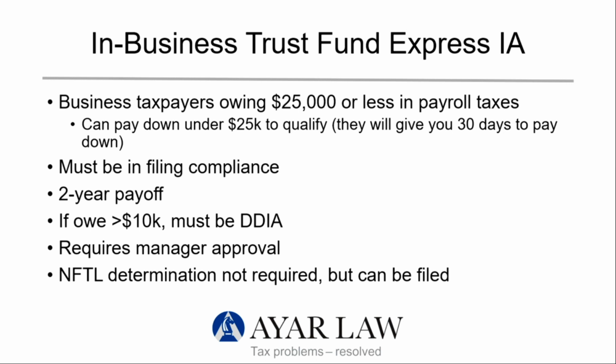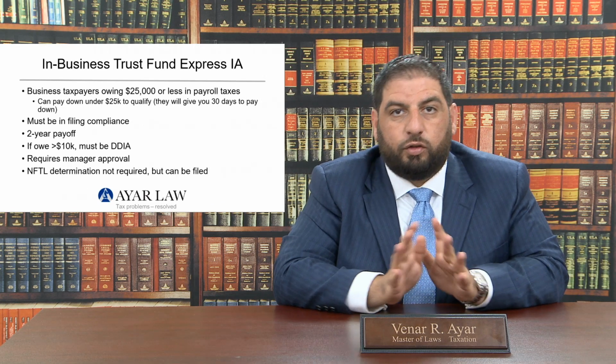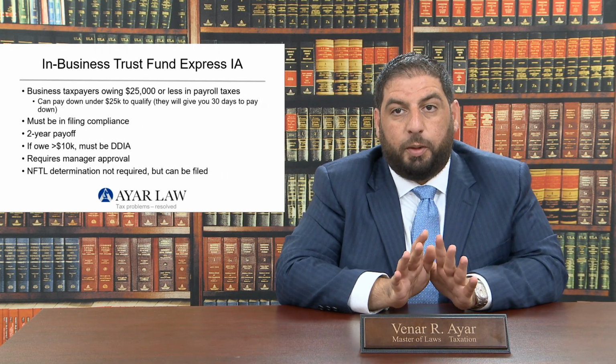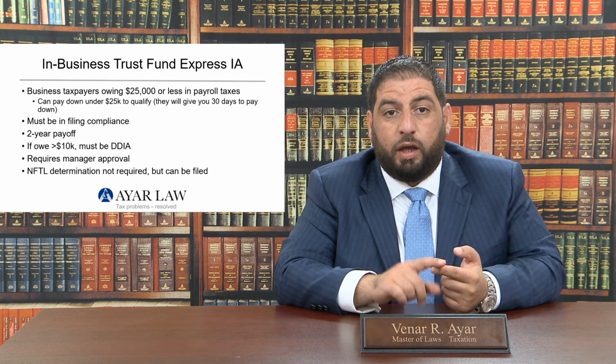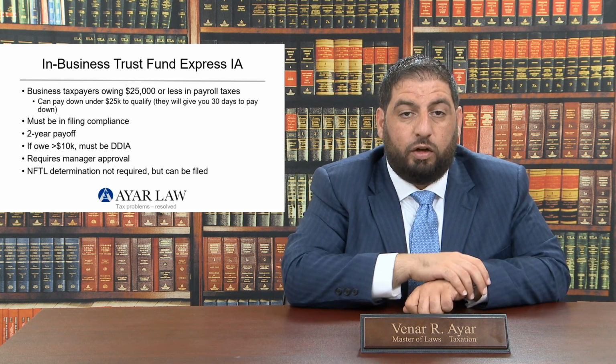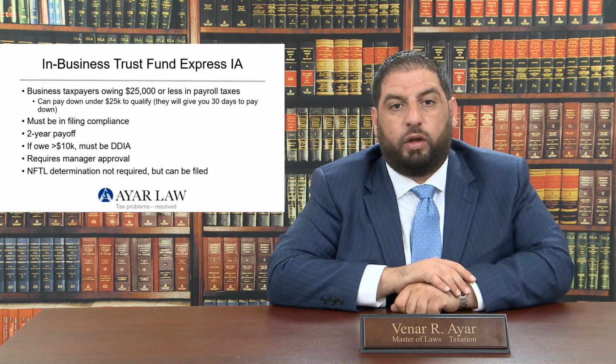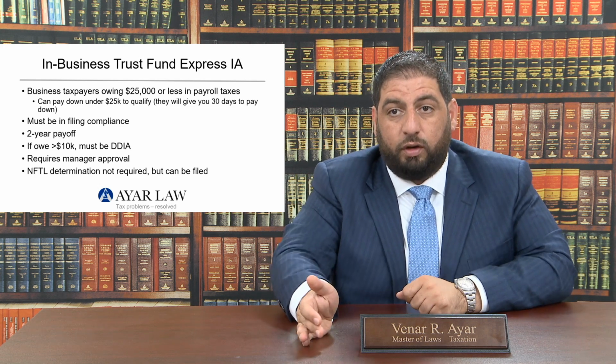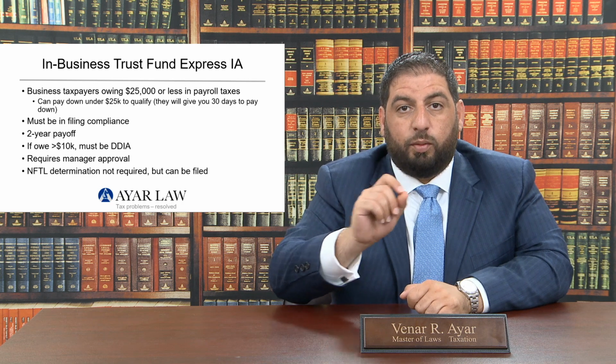So if you owe $30,000, you say, hey, look, I'll pay you $5,000, and then we'll set up the payment plan. That's okay. You must be in filing compliance, and you only get 2 years to pay them back. So you've got to pay roughly $1,000 a month if you owe $25,000. And if you owe more than $10,000, it has to be a direct debit installment agreement.